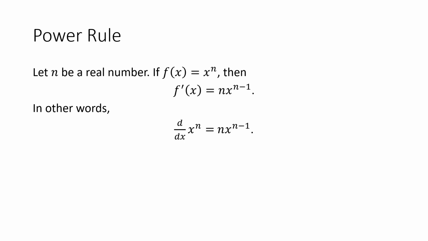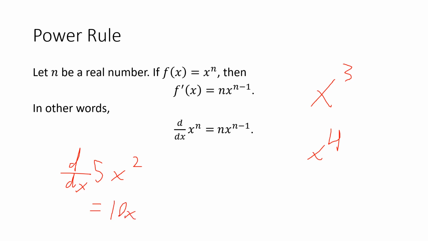Now, it's important that I mention that this is applicable not just for our x to the 3 or our x to the 4 or our 5x to the 2 here, right? Because here this n would come down in front, multiplied by this 5 if we're taking the derivative. This would be 10x, and then 2 minus 1 is 1, so we don't write that. Here we have 3x squared, and here, if we take the derivative of this, then we have 4x to the 3.